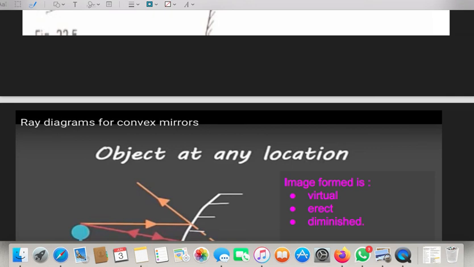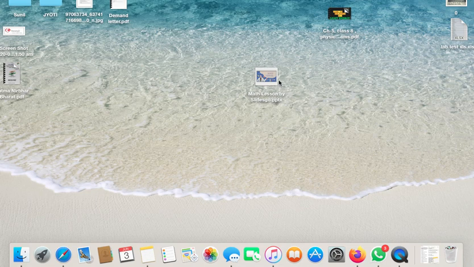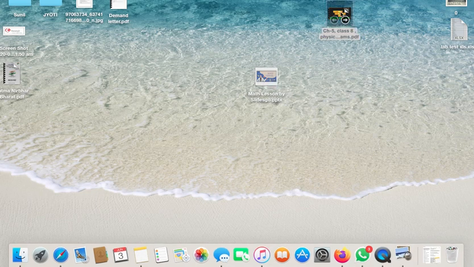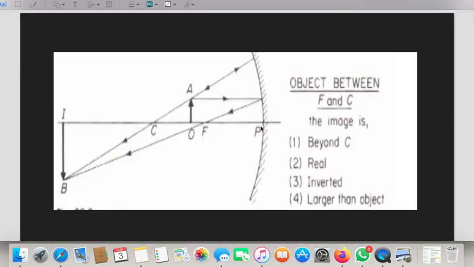In the next class, I am going to take the further topic. That is, we will talk about the ray diagrams related to convex mirror. Concave we have discussed. Up till here, all the ray diagrams must be drawn properly by all of you.